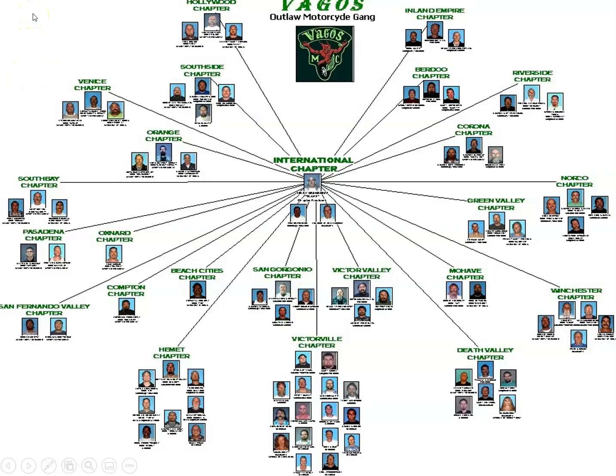So we talked about motorcycle gangs. Remember, we said they had different chapters. The Vagos motorcycle gang, this is basically a link chart, is what we call it, to link all the affiliates together. So here's the international chapter of the Vagos. Then you have Hollywood and Orange and Venice and Pasadena and Compton. And these are the individuals that are involved in each of these chapters. So we're linking them all together so we know who is who.